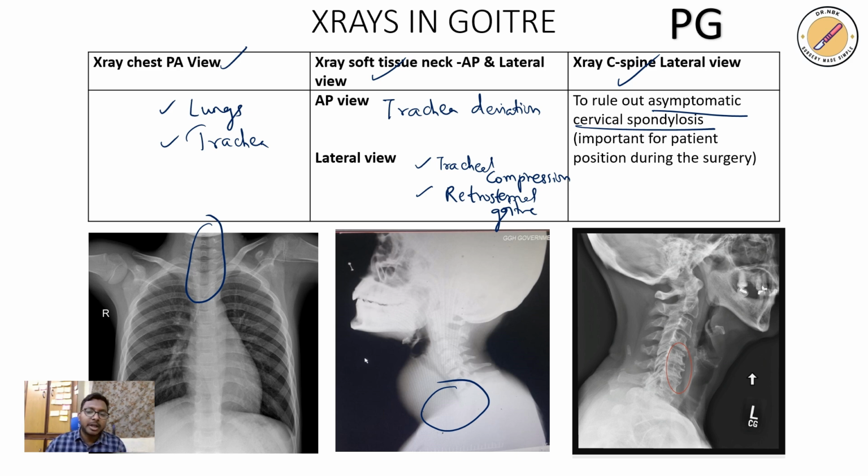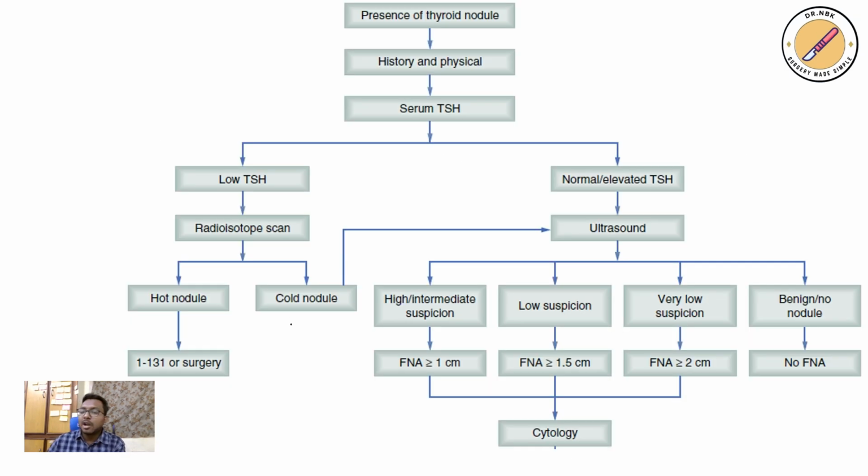This is more important in case of symptomatic people or even in case of elderly people where there is more chance of cervical spondylosis. Okay, right. So these are the essential X-rays required in goiter. Now, coming to algorithm of solitary thyroid nodule.